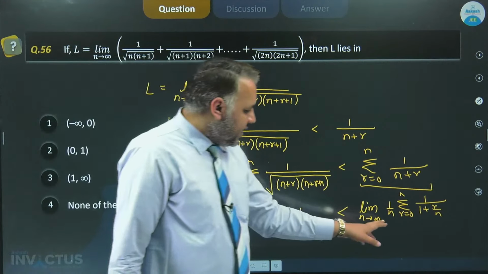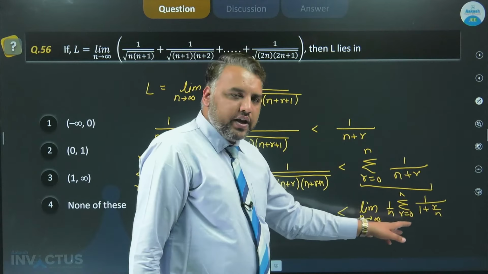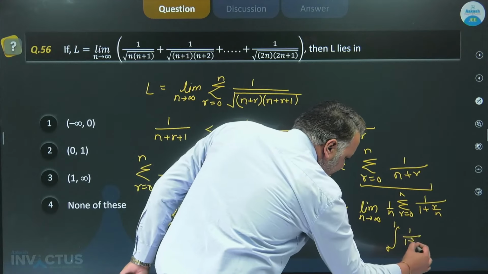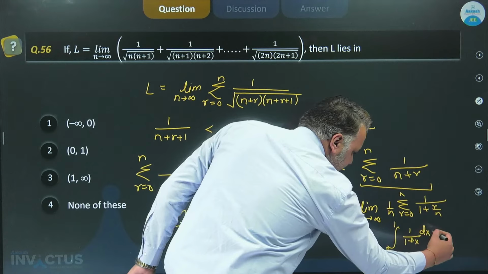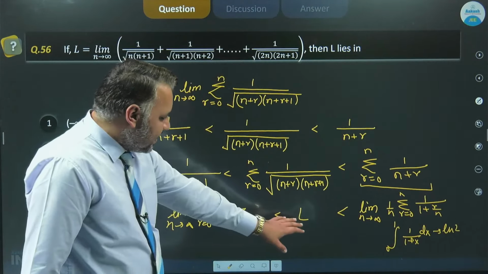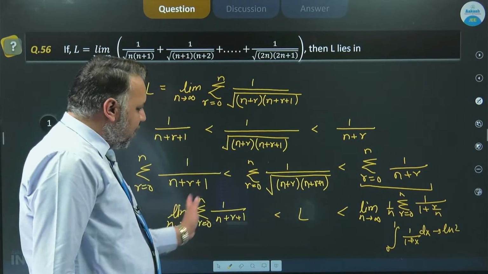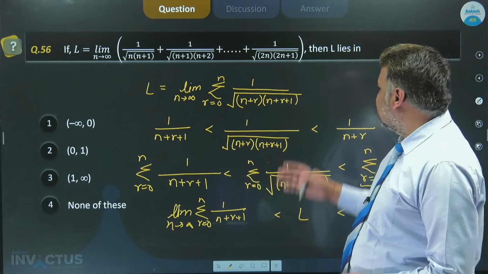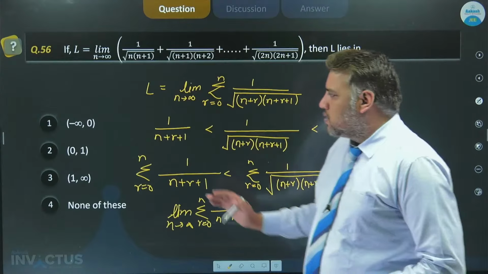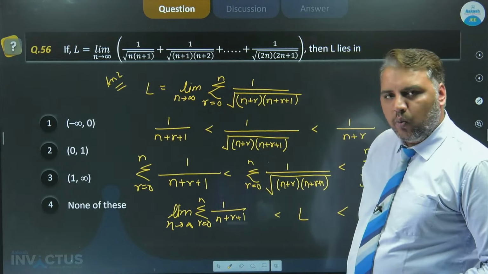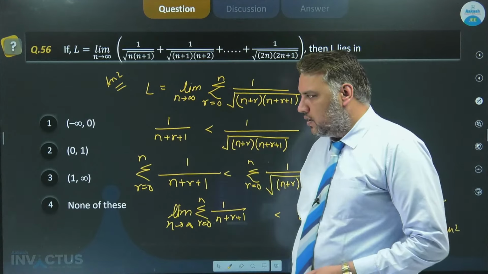Now you can calculate this by converting it into integration. This is nothing but the integral from 0 to 1 of 1 upon 1 plus x dx, which is nothing but ln of 2. So this limit lies between ln2 and ln2. By applying the sandwich theorem or squeeze play, we can comment that this limiting value is nothing but ln2. So the value of ln2 lies between 0 and 1. So 2 must be the correct answer.